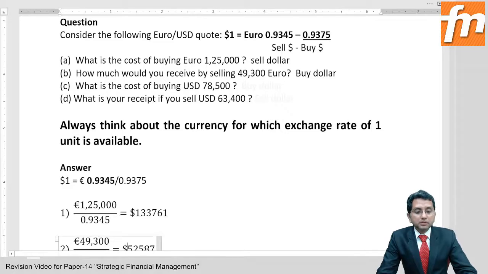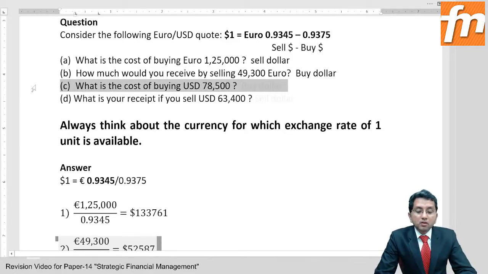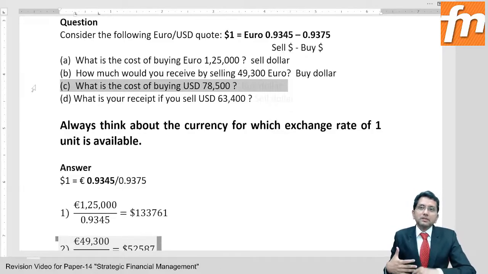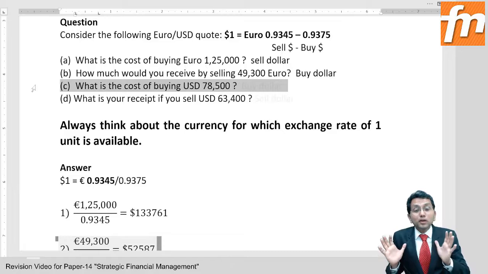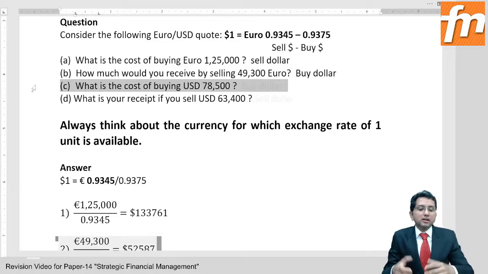Now, number 3, C point. What is the cost of buying US dollar 78,500? The question itself is saying you're buying US dollars. Buying US dollar, you'll be able to buy it at the higher price. So if I'm buying US dollar and selling euro, you need to think in terms of dollar. It is already in terms of dollar.